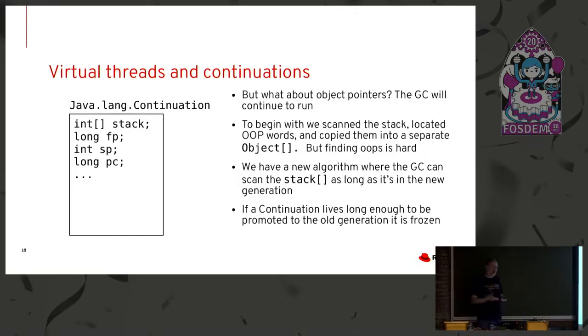But the garbage collector is going to want to continue to run, and it's going to move objects around, which is going to invalidate some of the pointers in that int array that's the copy of the stack. What we used to do was to scan the whole stack, find all of the words in the stack that were in fact object pointers, or oops, copy those into a separate object array, and expose that to the garbage collector, and then when we remounted the virtual thread, it would copy them all back. Now the problem with this is that actually finding out which words in the stack are object pointers and which words are just integers is really quite an expensive operation. You have to trawl through the metadata of all the methods that are on the stack.